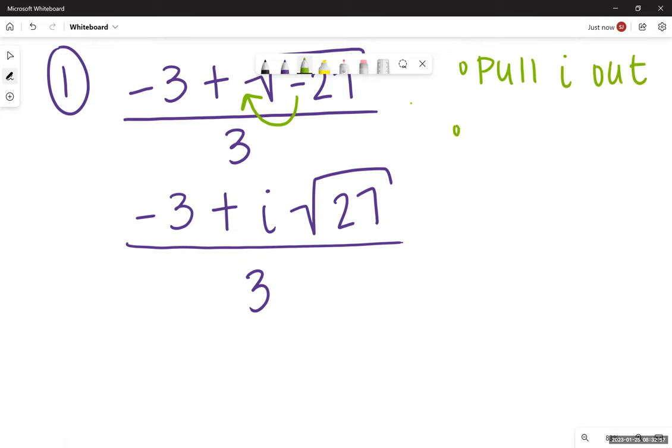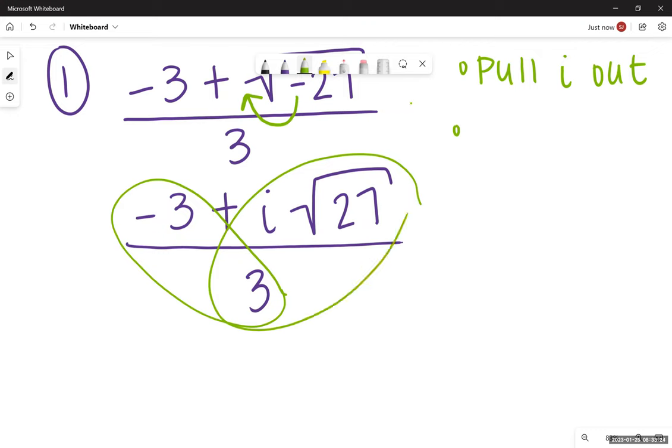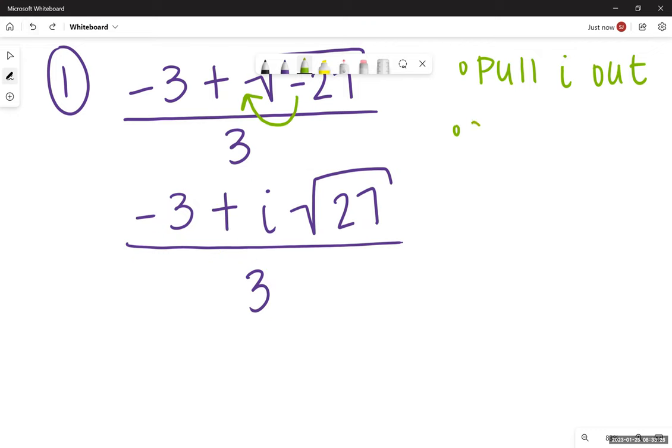The second step, once you actually pull that i out and rewrite it, is we're going to separate this fraction. So instead of it being one large fraction with two things on the top and one thing on the bottom, we're going to separate it to where this is one fraction and then this is another fraction. Okay, so I'm going to say separate fractions.